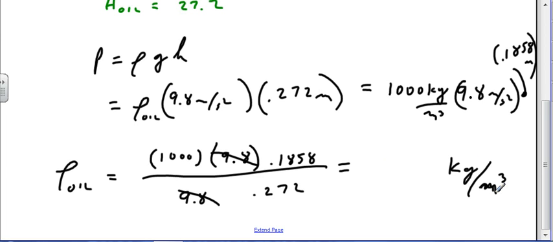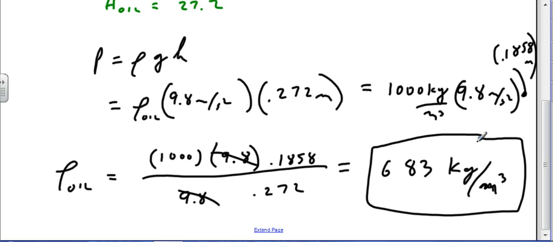Okay, so 1,000 times 0.1858 divided by 0.272, and then we end up with 683 to 3 significant digits, which is all we have in the problem to begin with. Alright, next one is 26.